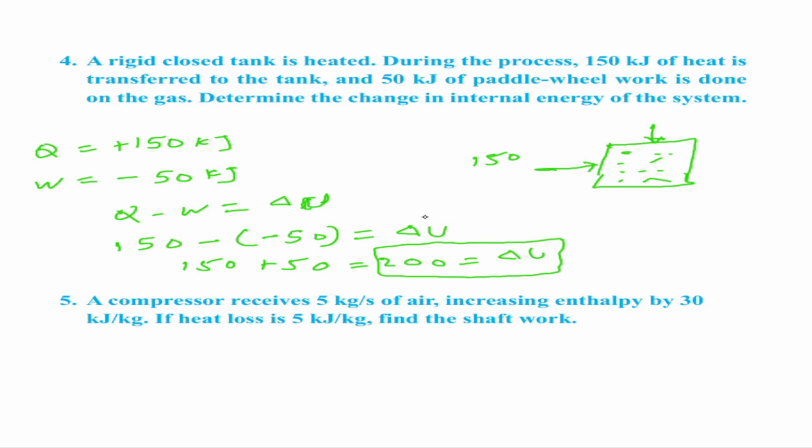Here we can say that work is transferred, this energy is also transferred to the system, and heat is also transferred into the system. So definitely its internal energy will increase. So the change in internal energy is 200 kilojoule. So delta U equals 200 kilojoule, and this is the answer.